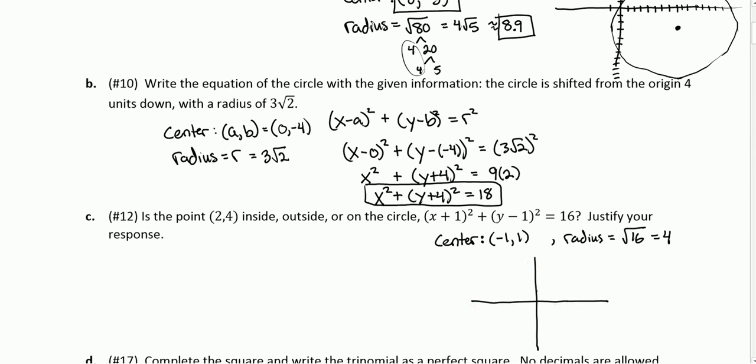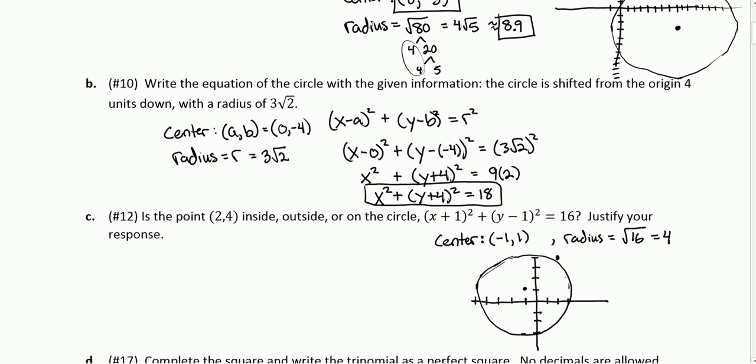And so let's sketch this circle. Left 1, up 1 for our center. And then go 4 in each direction, to the right, above, to the left, and below the center. There's our circle. And we're interested in the point (2, 4). So when we plot that point, we can see where it is in relation to our circle, which is pretty close to our circle.